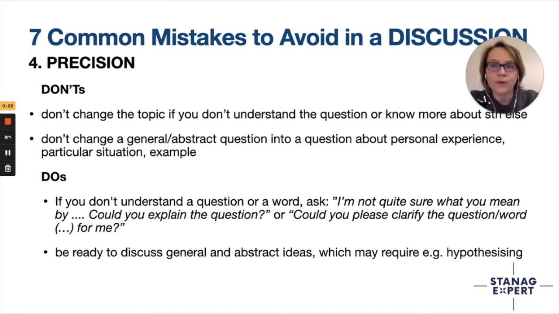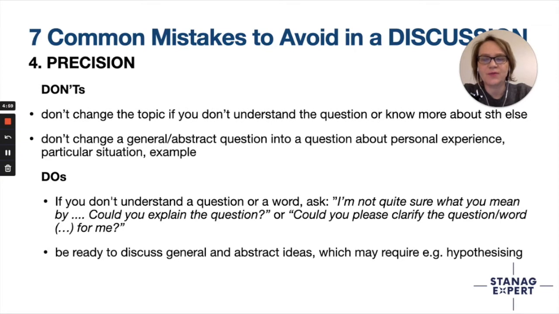Mistake number 4 is the lack of precision. People often change the topic because they don't understand the question or they know more about something else which is closely related. Don't change the topic because you know more about something else. Also, don't change a general abstract question into a question about your personal experience, a particular situation, or an example. So what to do instead, to be precise?